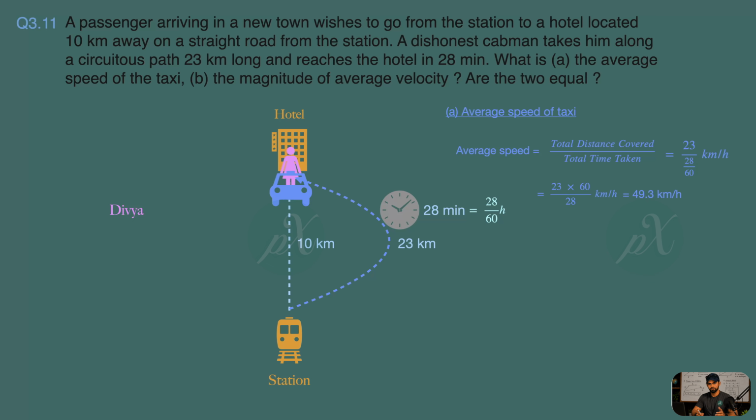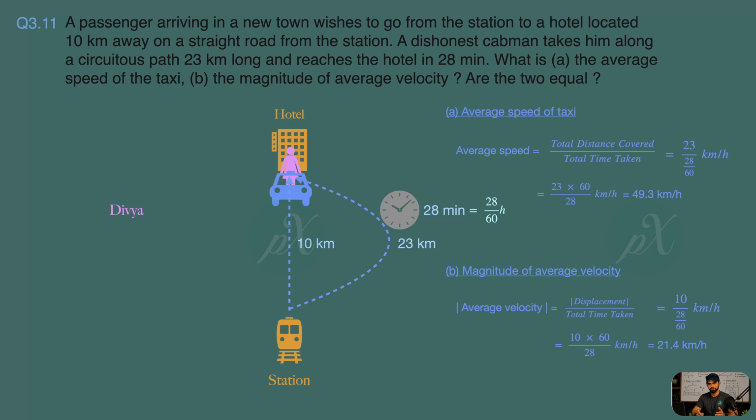Now, let's find the magnitude of average velocity. Remember, velocity depends on displacement, not the actual path traveled. The displacement from the station to the hotel is 10 kilometers. So, magnitude of average velocity equals displacement divided by total time taken. That is, 10 divided by 28 by 60, which can be simplified as 10 multiplied by 60 divided by 28. And this gives us approximately 21.4 kilometers per hour.